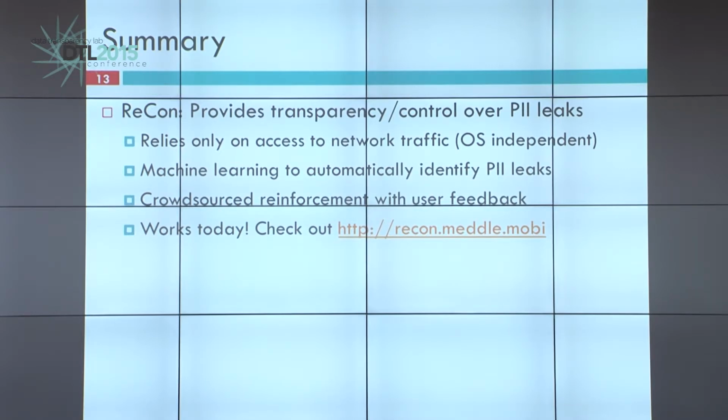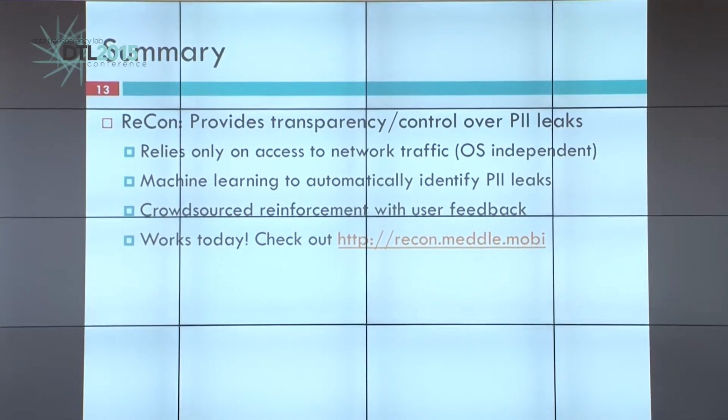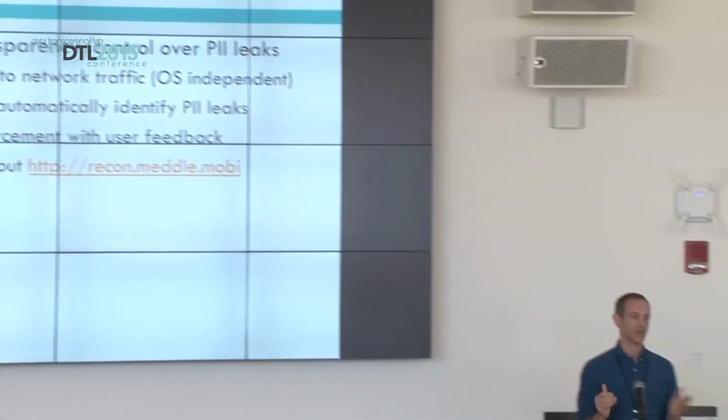So just to summarize, Recon is a tool that provides transparency and control over personal information leaks. The way the tool works is it just needs access to the network traffic coming from your phone, which is nice because it means that we can deploy it today. Anyone can use it. We use machine learning to automatically identify leaks. We use crowdsourced reinforcement to retrain and refine our classifiers. And it does work today. So if you're at all interested in this tool, I encourage you to visit our Recon website where you can sign up. And at this point, I will take any questions.